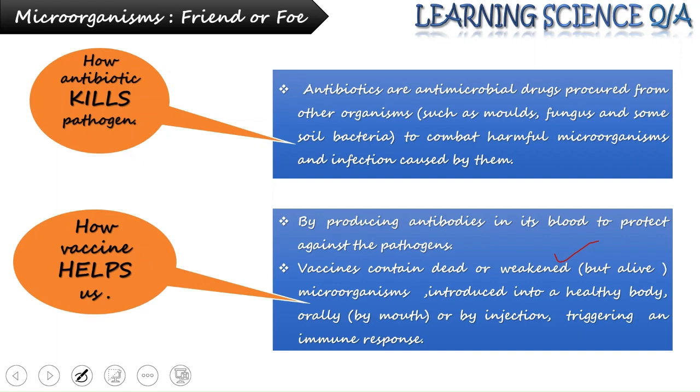It may contain a dead microorganism. It may contain a portion of a microorganism. And when it is introduced into a healthy body by oral administration or by injection, it triggers the immune response. It tells the body that a pathogen has entered the body and you need to produce antibodies against that pathogen. We are going to discuss the functioning of antibiotics and the functioning of vaccines in our next lecture.